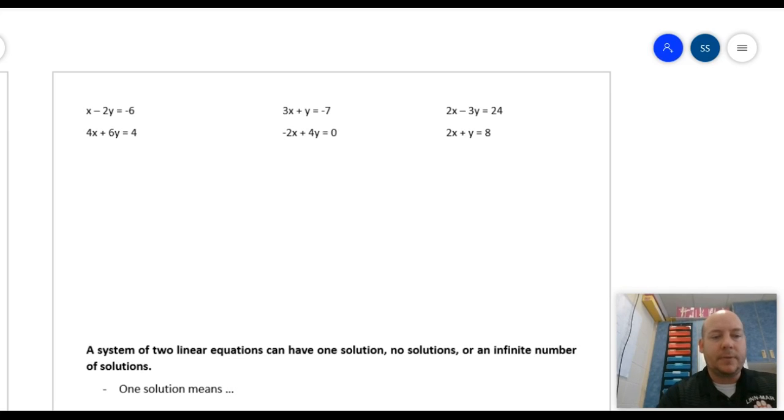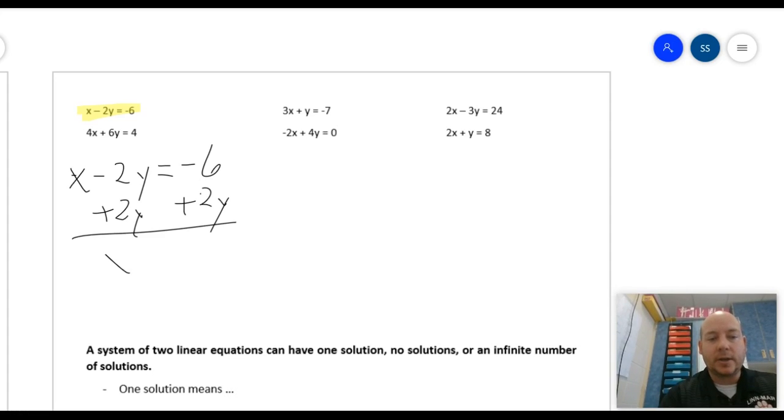So like in my first example here, okay, I've got a coefficient of 1 on the x, so I'm going to solve that for x here quick. And again, you can maybe do this mentally. But again, we just need to move the minus 2y over to the right side by adding 2y. Okay, so I've got x is equal to 2y minus 6.